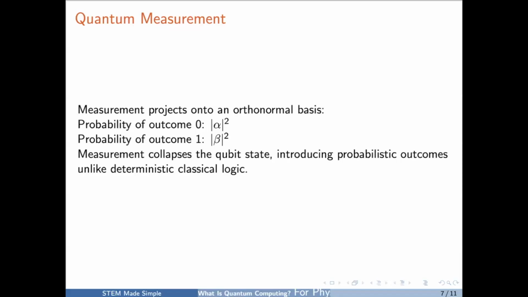The process of measurement is modeled by projection onto an orthonormal basis. When measuring a qubit in the standard basis, the outcome is 0 with probability equal to |α|², and 1 with probability equal to |β|². Measurement collapses the state, introducing an inherent stochastic element not found in classical deterministic systems.